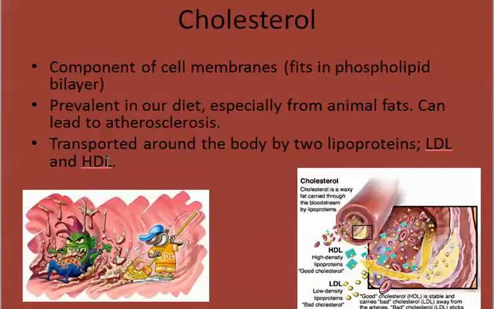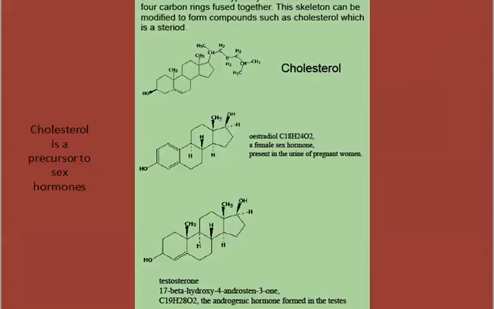Cholesterol falls into the category of lipids as well, and it's also found in cell membranes, prevalent in our diet. There's 2 types of cholesterol that you've maybe heard about, HDL and LDL. And you can see here that the HDL is regarded as the good cholesterol, sort of helping clear out our arteries. The LDL tends to build up and cling to the walls, and it can lead to health problems.